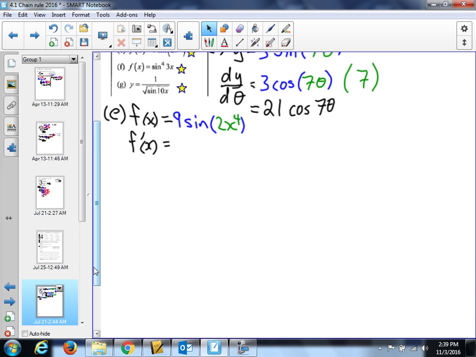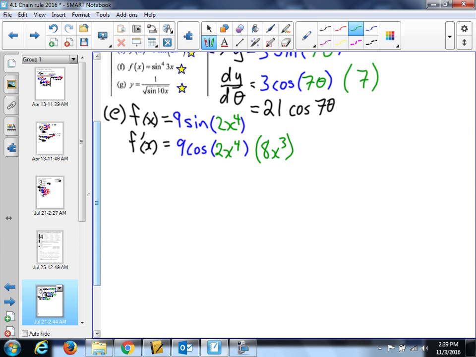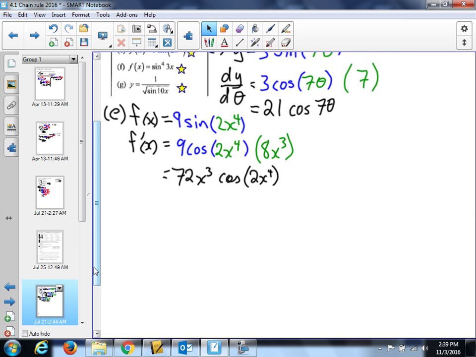I haven't done it yet, but the outside function, the derivative of 9 sine of something is 9 cos of that thing. Don't change it. And then the derivative of the inside function is 8x cubed. The only thing you can do now is just multiply 8 and 9. 72x cubed cosine of, now this one I'm going to use bracket anyways, so it's not ambiguous. You all agree? Okay.